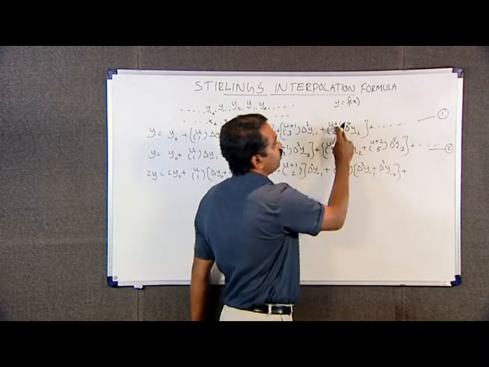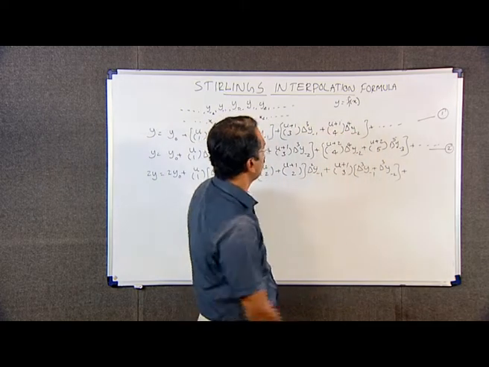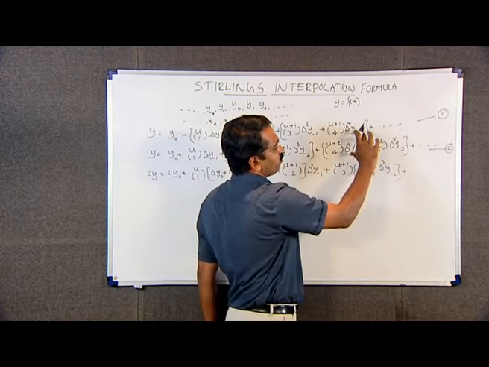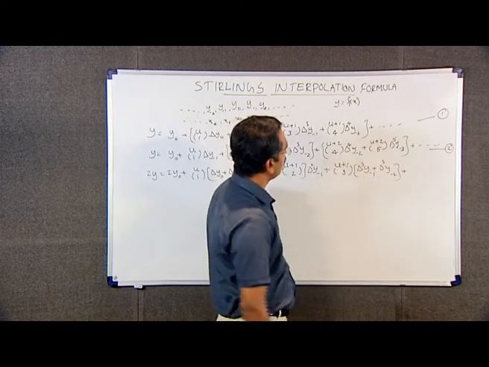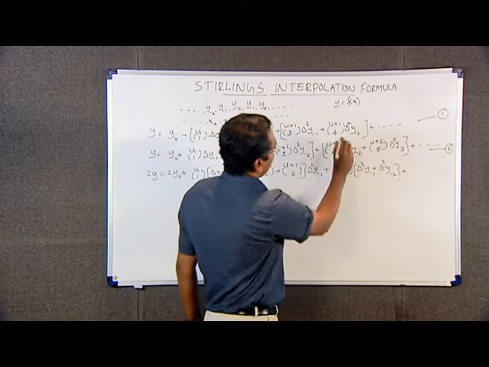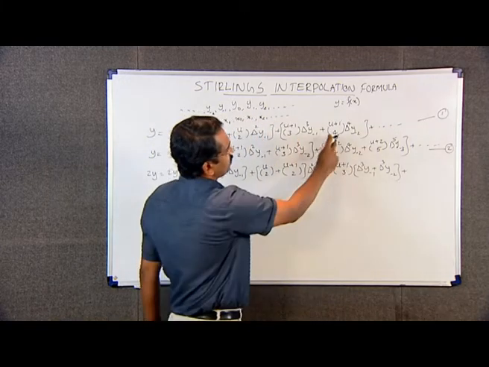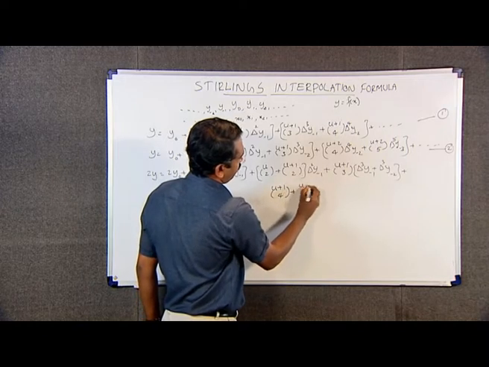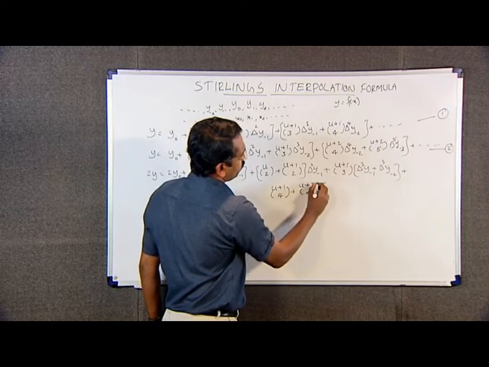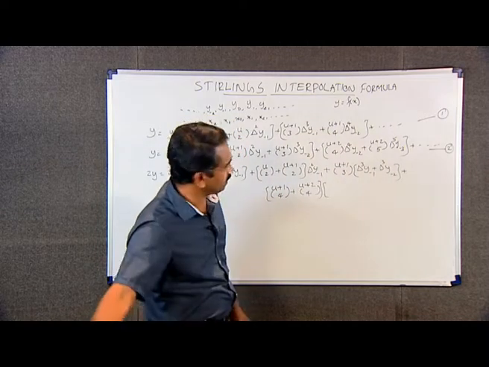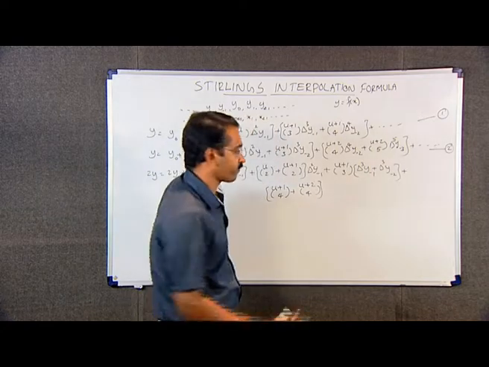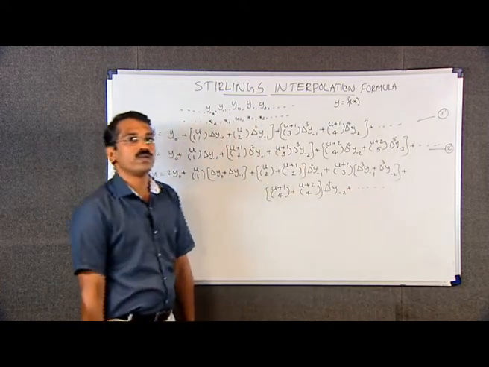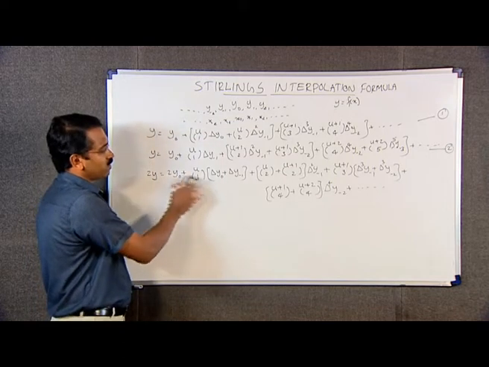Plus next term is u plus 1 c4 into delta raised to 4 y minus 2 and u plus 2 c4 into delta raised to 4 y minus 2. That is, delta raised to 4 y minus 2 can be taken as common. We can write this as u plus 1 c4 plus u plus 2 c4 into delta raised to 4 y minus 2, plus etc. Now, we divide both sides by 2.